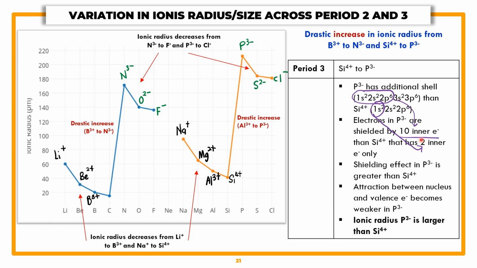So seems there are many inner electrons di dalam phosphorus ion. So shielding effect in phosphorus ion is greater than silicon 4+. Okay, so this shielding effect akan menyebabkan attraction between nucleus and valence electron becomes weaker in phosphorus ion. So at this point, valence electron and valence shell of the phosphorus ion will be pushed away from the nucleus. So itu yang akan menyebabkan ionic radius for phosphorus ion is larger than silicon 4+.